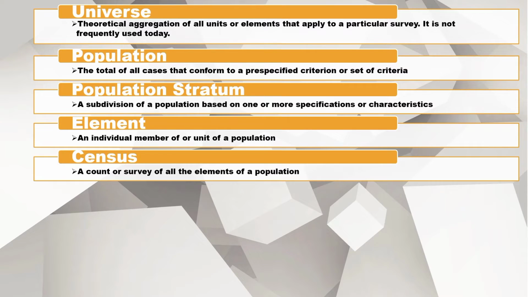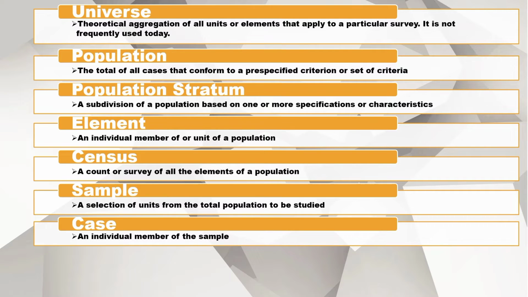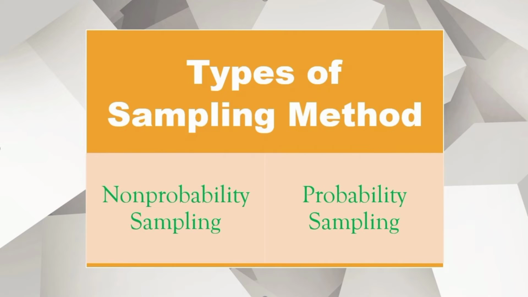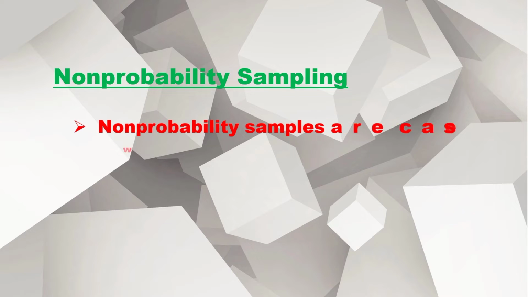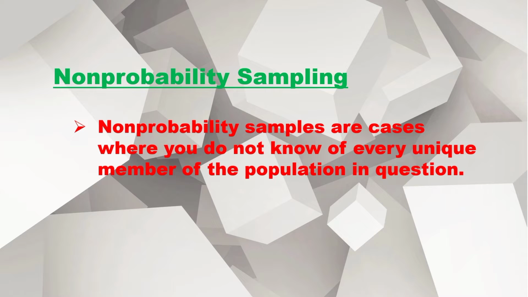Census. A count or survey of all the elements of a population. Sample. A selection of units from the total population to be studied. Case. An individual member of the sample. Sample frame. The actual list of units from which the sample, or some part of the sample, is selected. Non-probability sampling. Non-probability samples are cases where you do not know every unique member of the population in question.